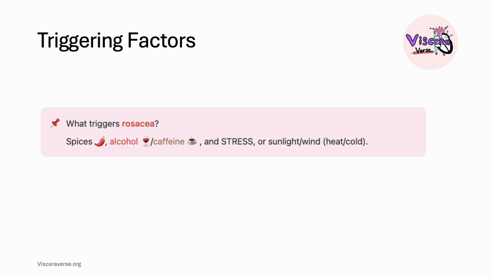Now that we understand the pathogenesis of rosacea, let's talk about the triggering factors. What could actually trigger this? Foods like spicy foods, beverages including alcohol and caffeine, factors including stress, or heat and cold, sunlight and wind.